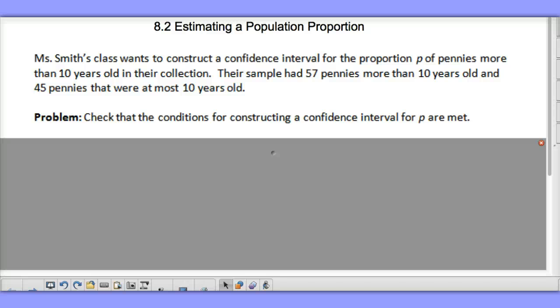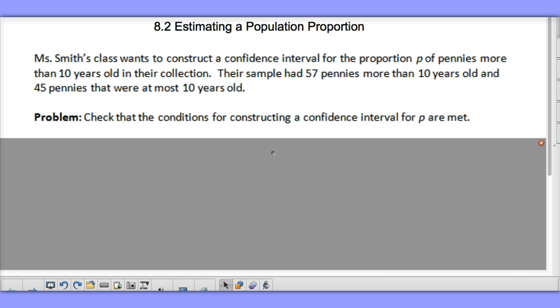Hello everyone, we've been talking about confidence intervals for a few days, and today we're going to get into the mechanics of estimating a population proportion by constructing a confidence interval for a proportion. In this scenario, we want to estimate the proportion P of pennies more than 10 years old in a particular collection. And if the collection is really large, you probably don't want to actually go through and count all the pennies and separate them into piles of more than 10 years old and at most 10 years old.